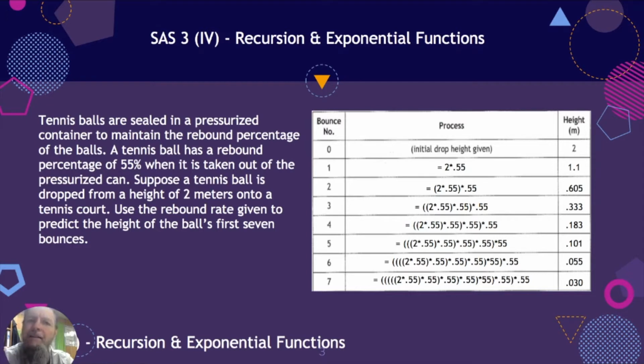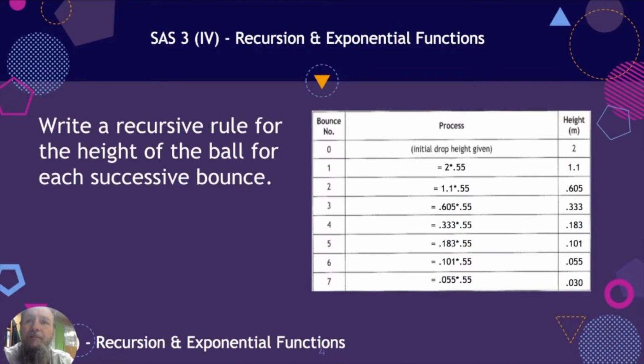What do you think we're heading towards, and what kind of function do you think this models? Let's write a recursive rule, though. A recursive rule, we talked about this the last couple lessons. We start with an initial value, and then we have a common ratio that we multiply it by, and it's going to be an exponential function.